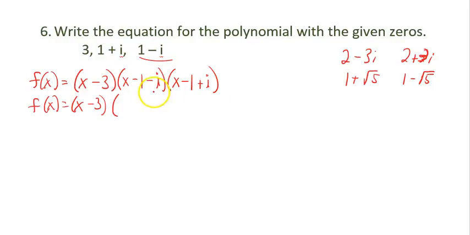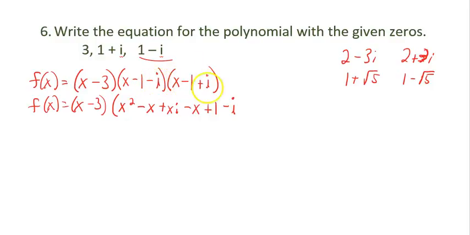This will be not foiling, triple distributing. I need to take the x and multiply by everything in parentheses, the negative 1 and multiply by everything, and the negative i multiply by everything. So I should have 9 things listed out if I've done it correctly. So x times x is x squared. x times negative 1 is negative 1x. x times i is xi. Negative 1 times x is negative x. Negative 1 times negative 1 is positive 1. And negative 1 times i is negative i.